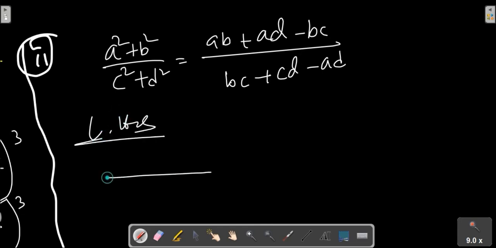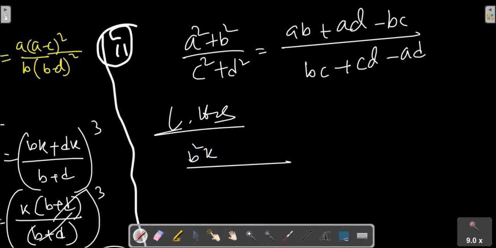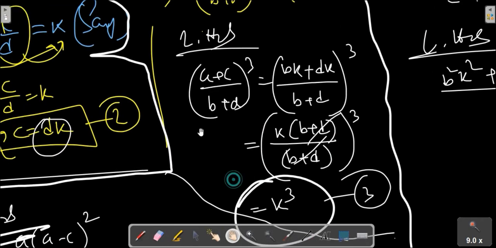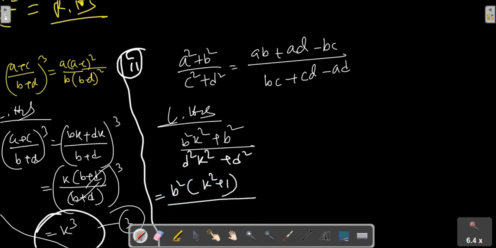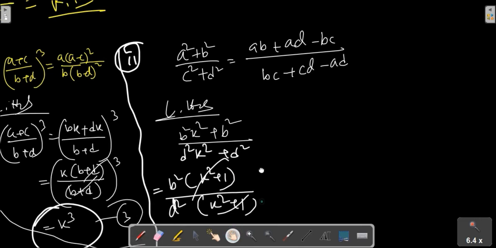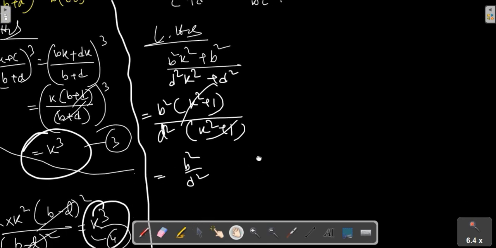In the LHS part, in the place of a square, you can see very clearly that a was bk, so in the place of a square I'll write b square k square, then b square will remain the same, and in the place of c square I'll write d square k square, and that d square will be the same. Now here we can take b square common from the numerator part. So b square common, it will be k square plus 1, and if I take d square common from the denominator part, we will be left with k square plus 1. So k square plus 1 we can cancel, and we are getting b square by d square. I hope all of you have understood. So from here we have got b square by d square.